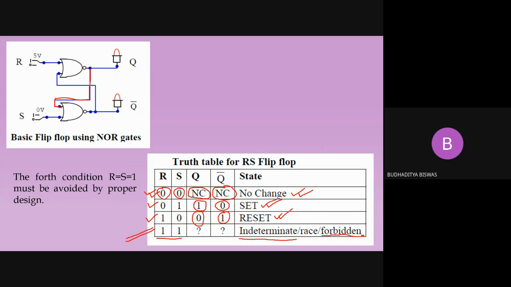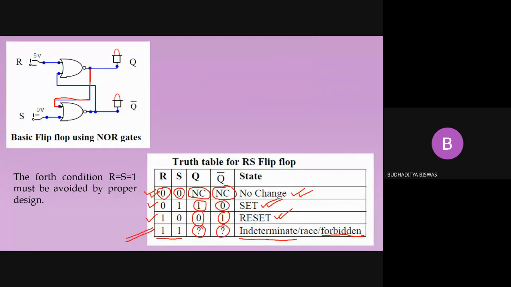Now the last one, why this is called the race. At this moment, just forget about this question. We will come to it after 5 or 6 slides, where we will see what the race condition is. For now, just forget about why this condition is called the race condition. Now you understand why the question mark is given.